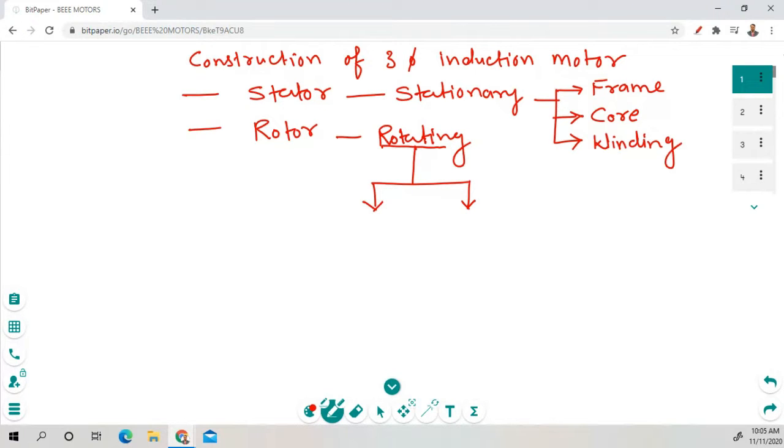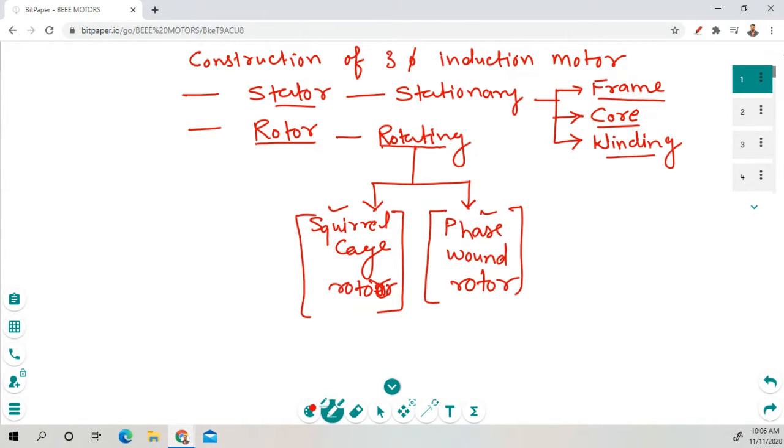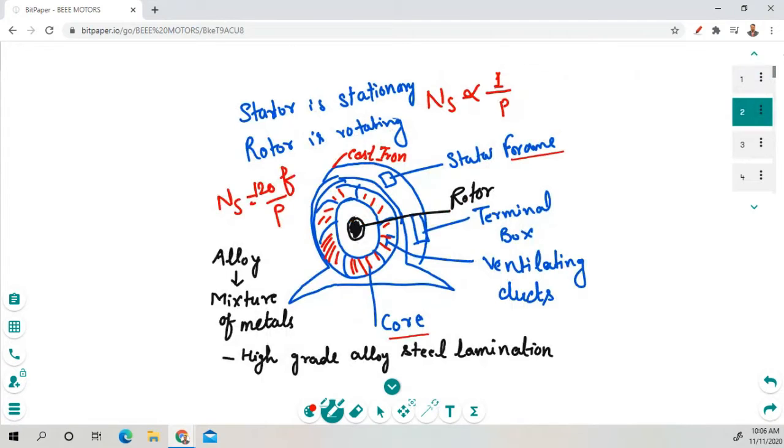Squirrel cage rotor, yes, you are right. And the second one, the first one explained as squirrel cage. And the second one is, let's explain these terms again.